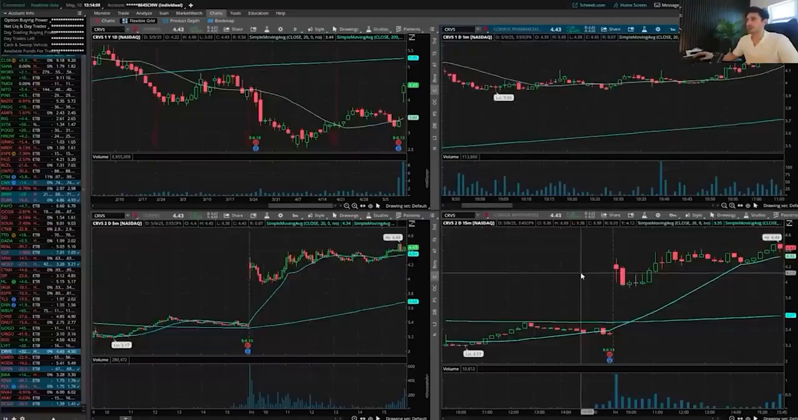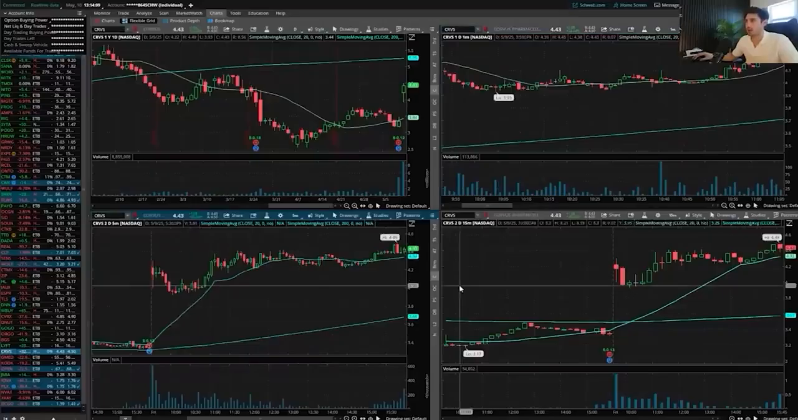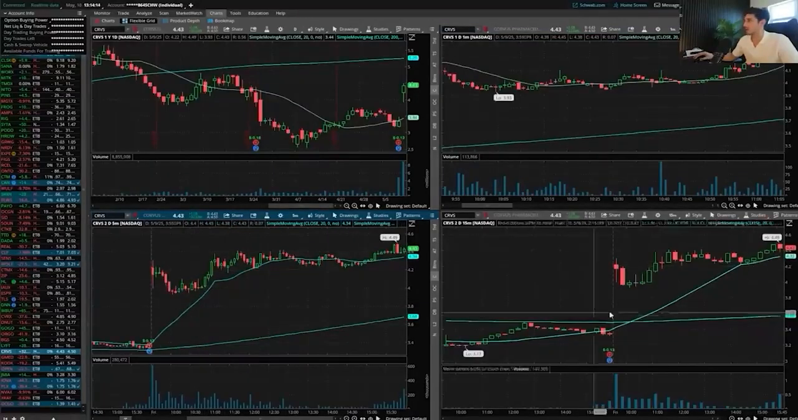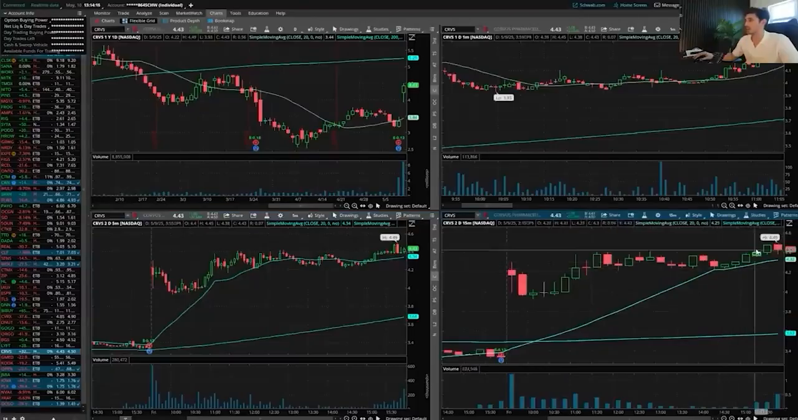CRVS, same thing here. Not even that great of a setup. But look, respecting the 20 MA on this 5-minute move higher, especially here. Really nice little retracement. And then here as well on the 15. Beautiful, respected the 20 MA. Not a high quality setup, but you guys get the idea.